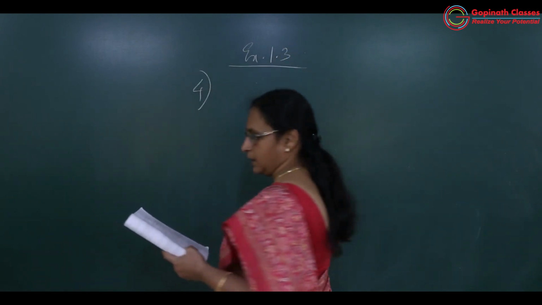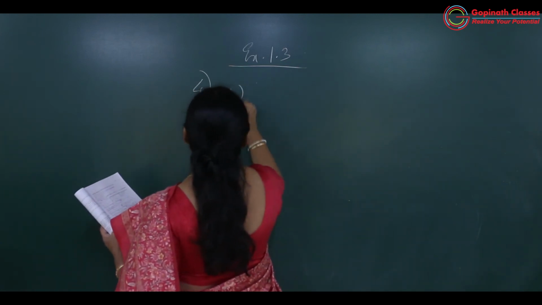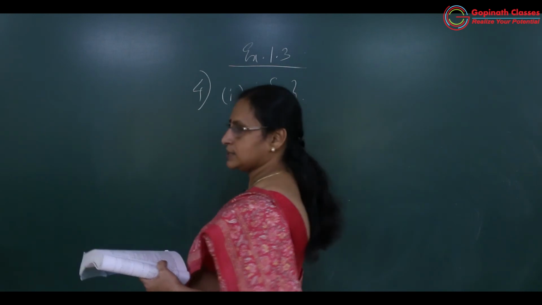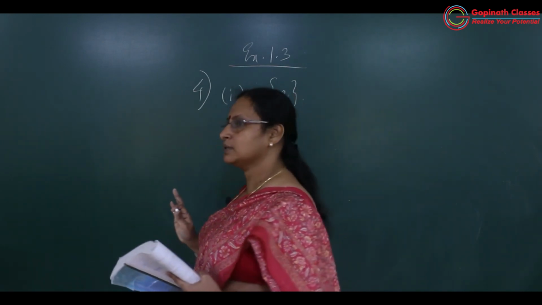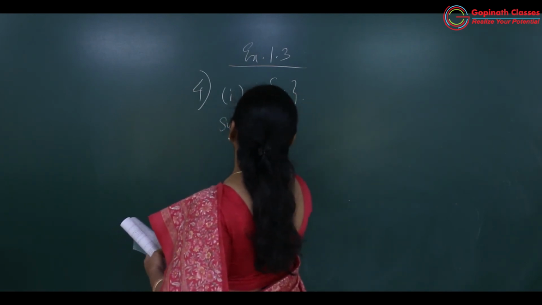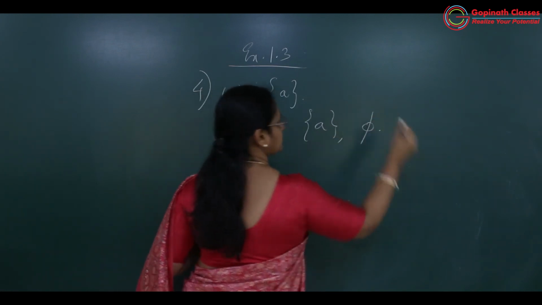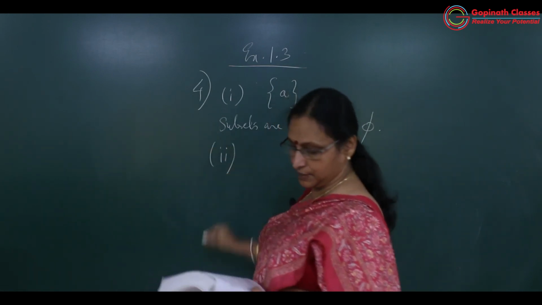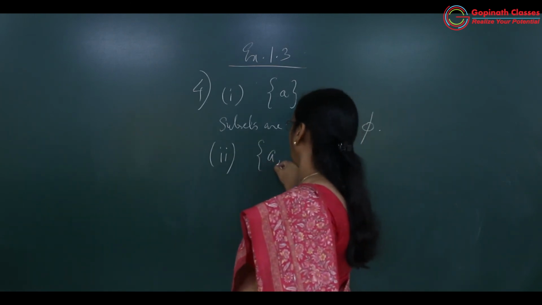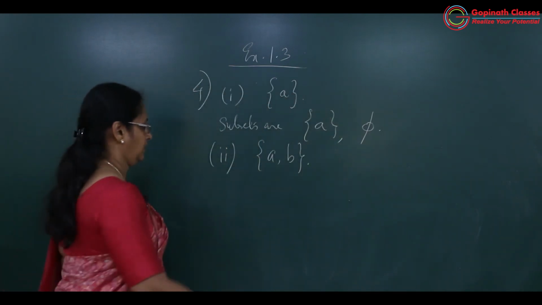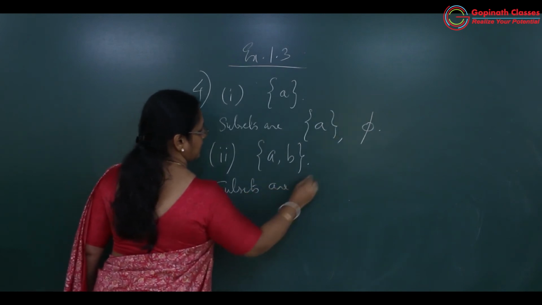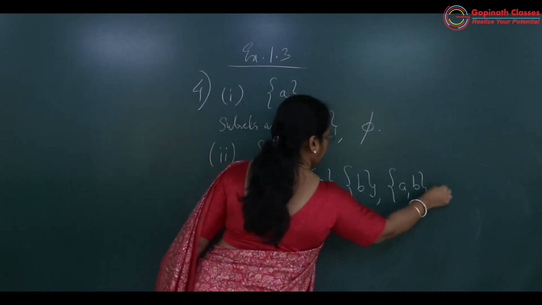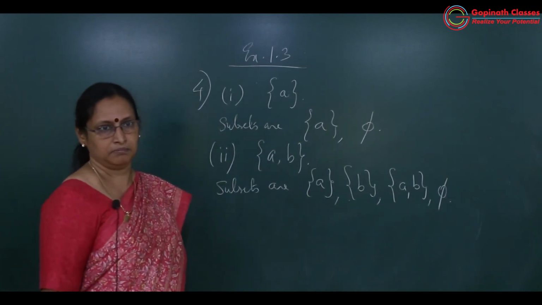Main question number 4. Write down all the subsets of the following set. First question is set A. Set A का subsets होता है single element, so 2 raised to 1, there will be 2 subsets. So the subsets are, which are the subsets? एक तो set A ही है and another one is null set. So there are 2 subsets for it. Subsets are A and null set. Second one, आप देखो set A comma B. So what are the subsets? The subsets are set A, set B, set A comma B, and null set. The same set and the null set should come in everything.